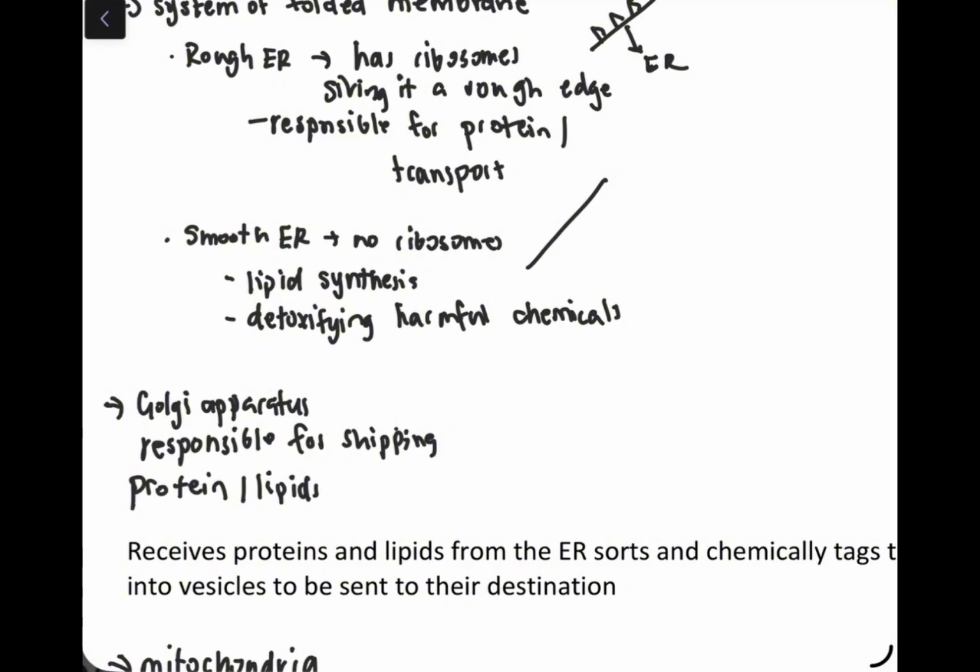Oftentimes, a molecule will be made in a specific organelle, but it doesn't belong there. It really is useful somewhere else. And what the Golgi does is send them to that specific place. That's really just the process of the Golgi.